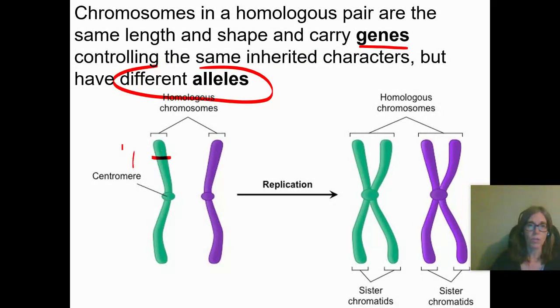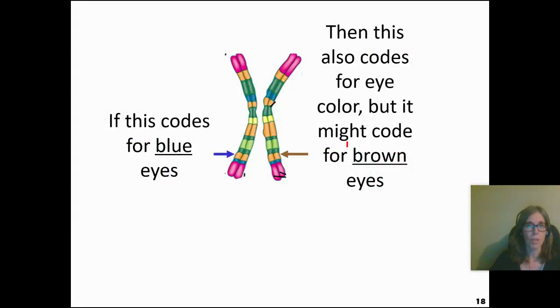So again, if this codes for tall height, this might code for short height. These would both be tall because they're identical, right? These would both be short because they're identical. If this one codes for blue eyes, maybe this one codes for brown eyes. So maybe you got the blue-eyed allele from dad and the brown-eyed allele from mom.